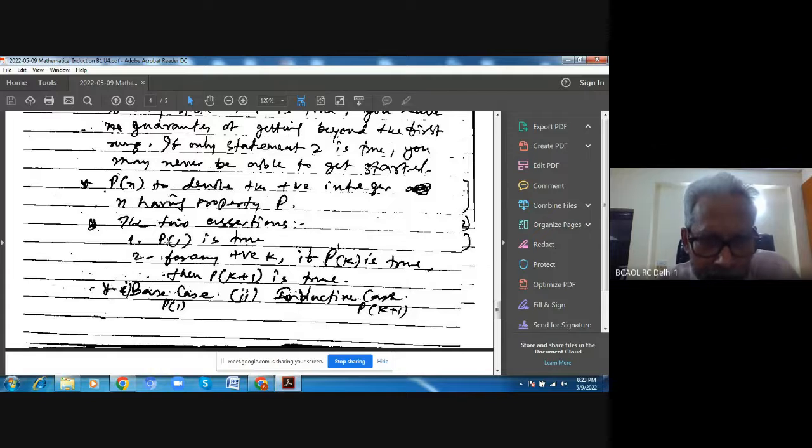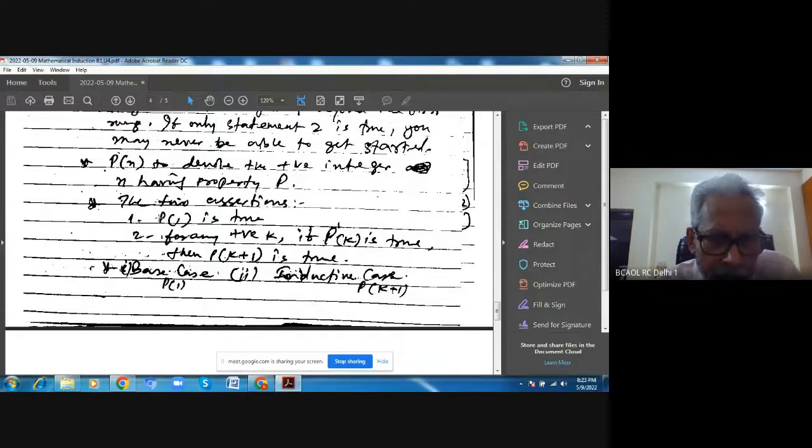So in the first stage, P(1), you put 1 in place of n. You have to check whether your calculation is correct or not. If it is true, then go ahead. Then considering P(k), you have to prove that P(k+1) is also true. This way you can say the total statement is true. Okay.